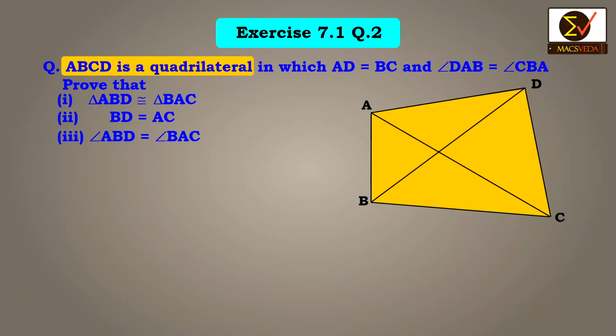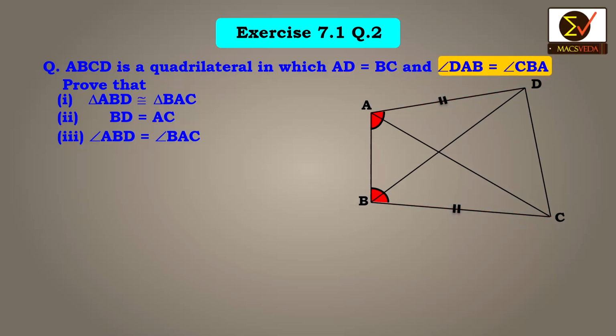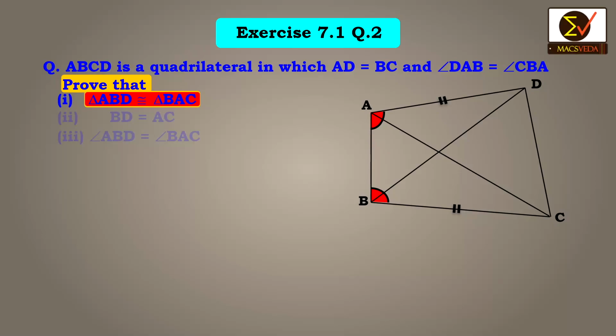So ABCD is a quadrilateral. In this, side AD is equal to side BC, given. Angle DAB is equal to angle CBA, also given. Now we have to prove that two triangles, that is triangle ABD and triangle BAC, are congruent. So what are these two triangles? Triangle ABD and triangle BAC. We have to prove that these two triangles are congruent.